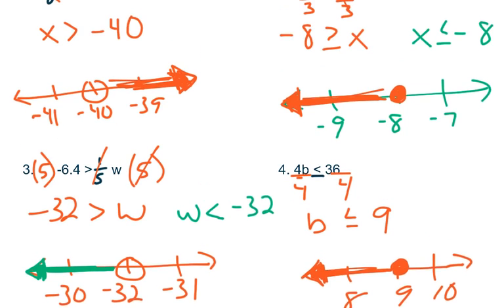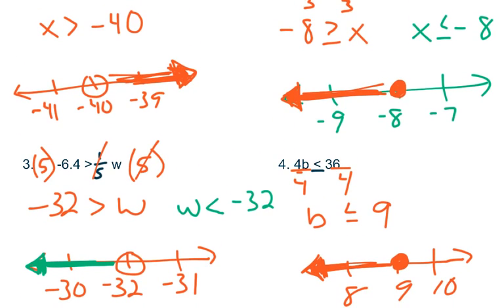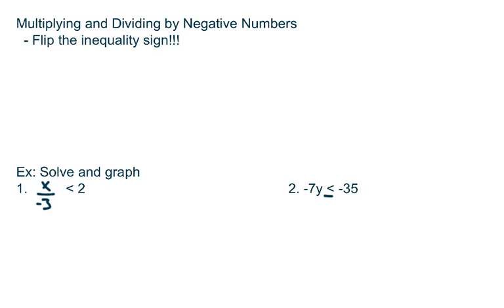Now, multiplying and dividing, not terribly difficult, but there is one catch, and that is when we multiply or divide by negative numbers. Okay, when we multiply or divide by a negative number, and the key word here is by, we need to flip the inequality sign.